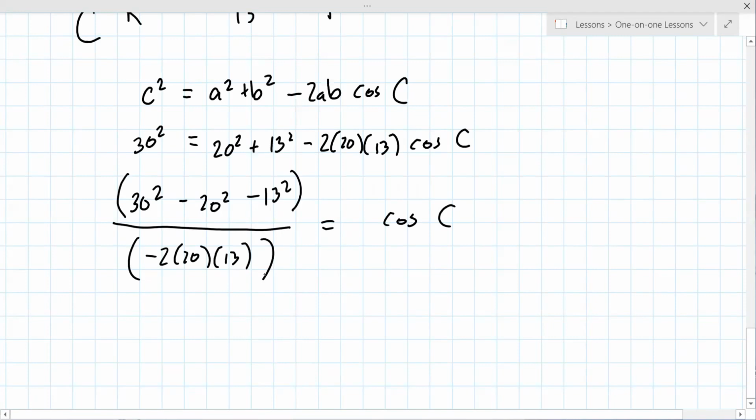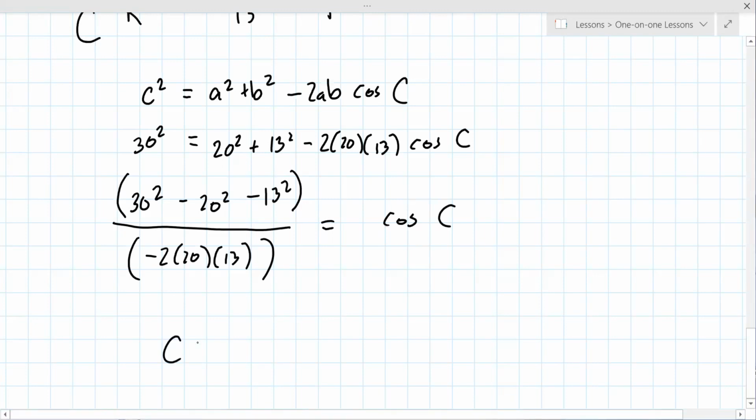So 30 squared minus 20 squared, and then minus 13 squared. And divide that all by -2 times 20, multiply that by 13. That should be -0.636. That's what cosine c equals.